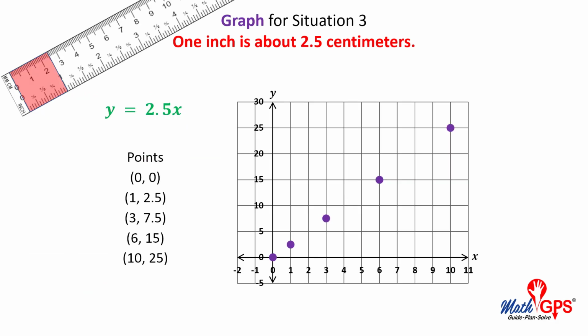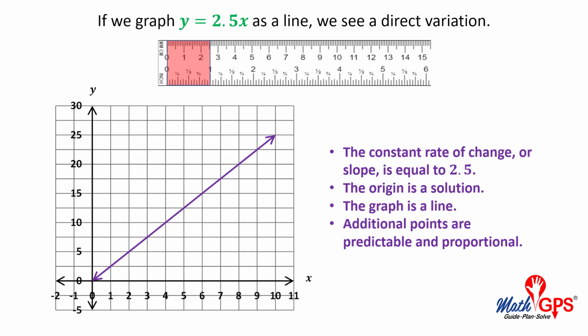We'll graph the points so that we can see a relationship. The points appear to be straight. The origin is included. I believe this will be a direct variation when we connect and graph the line. If we graph y equals 2 5/10 x as a line, we do see a direct variation. The constant rate of change or slope is equal to 2 5/10. The origin is a solution, the graph is a line, and additional points are predictable and proportional.